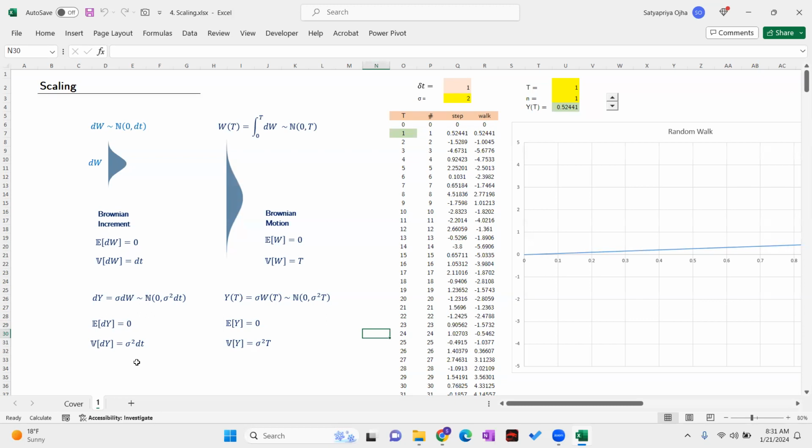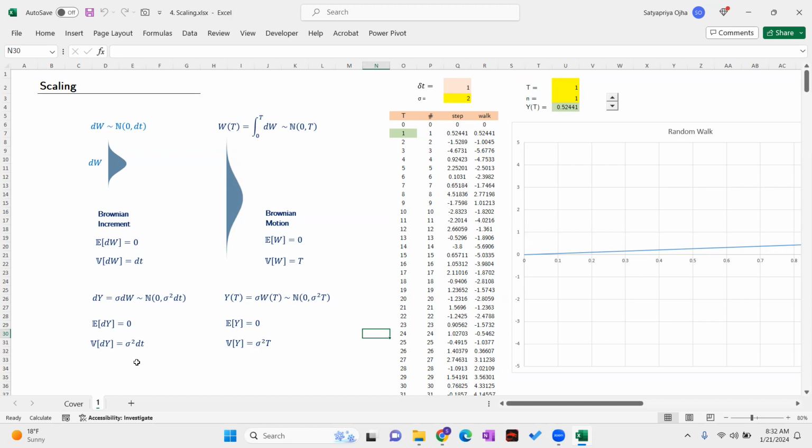Yes, sigma is a parameter that we have introduced. We can make sigma anything. Sigma can be 2. Sigma is our standard deviation. That is specific to the quantity that you are modeling, right? For IBM stock price, sigma could be something like 20%. For interest rate, sigma could be very small, right?